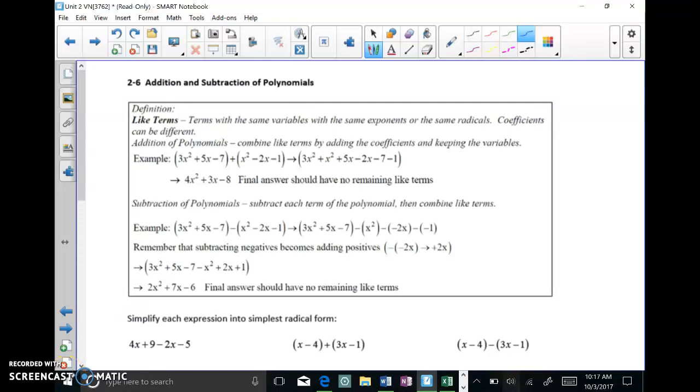Algebra 1, Common Core, Unit 2, Section 6, Addition and Subtraction of Polynomials. A big part of this is knowing how to combine like terms. And we've seen this already, a few things.